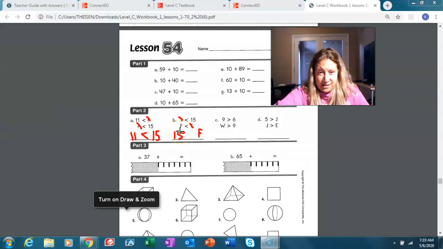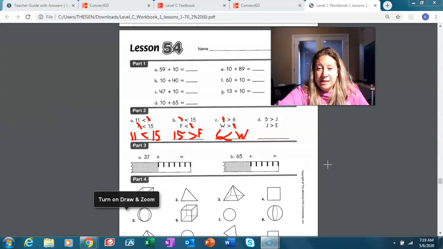Well, it says that F is less, right? So if F is less, 15 is more, right? All right, going on to C. Which one are we going to cross out? The middle number is 9. And what are we going to compare? The 6 and the W. And what goes in between? Let's see. 6 is less. W is more. So it goes this way, right?